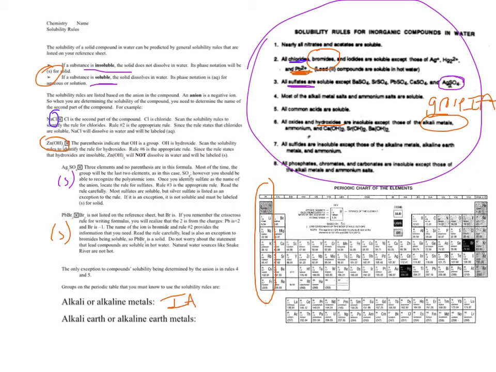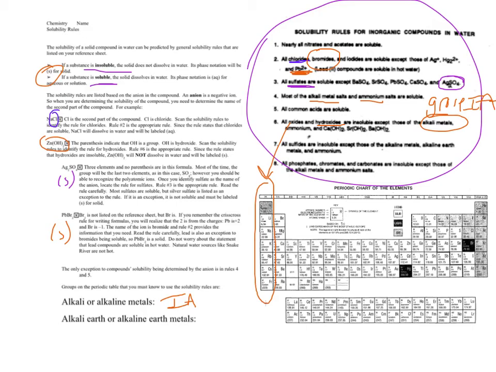I just want to point out a couple other things that will be important to you. So rules 4 and 5 are listed by alkali metal salts and ammonium salts. So salts are just a fancy name for ionic compounds that aren't acids or bases. And again, alkali metals we referred to down here. Rule number 5, your acids are soluble. So again, you should be able to recognize an acid as a compound that starts with hydrogen.